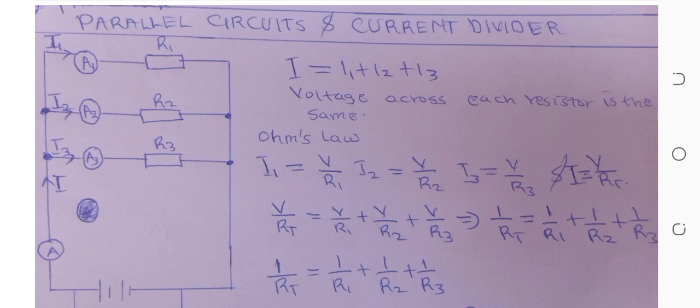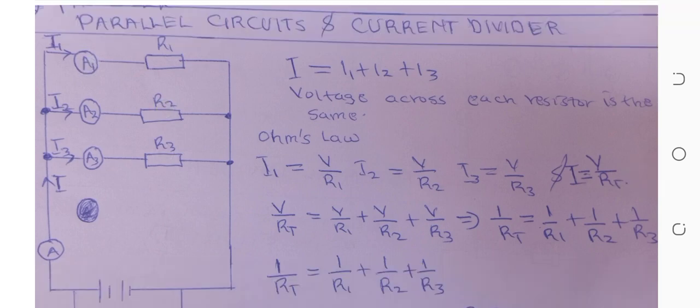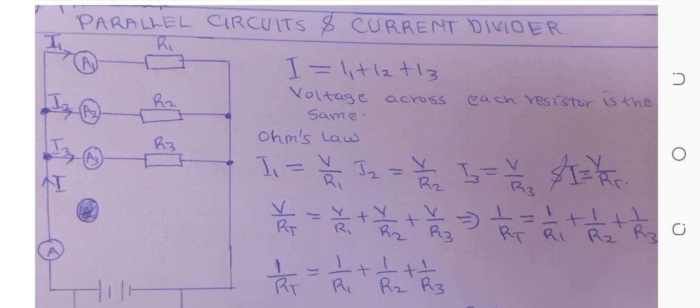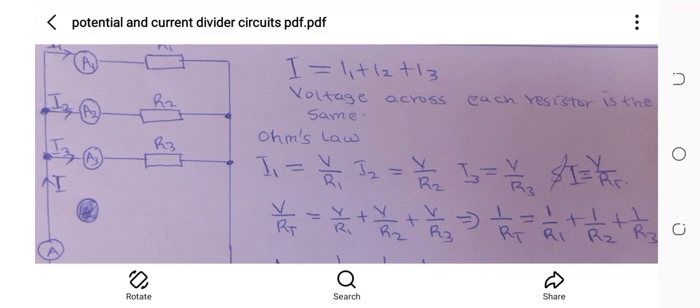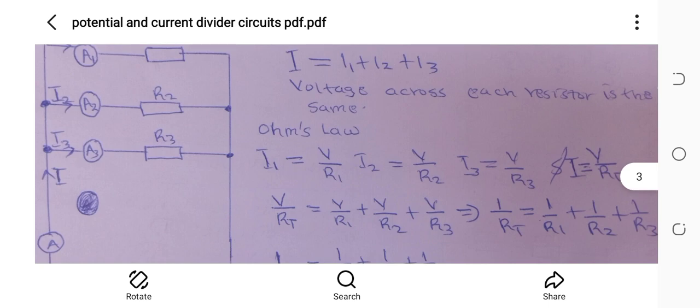So we have our circuit here. We have resistor 1, resistor 2, resistor 3. Then we have ammeter 1, ammeter 2 and ammeter 3, as you can see there. So we have this current 1, current 2, current 3. Then we have the current that is entering, that's I.